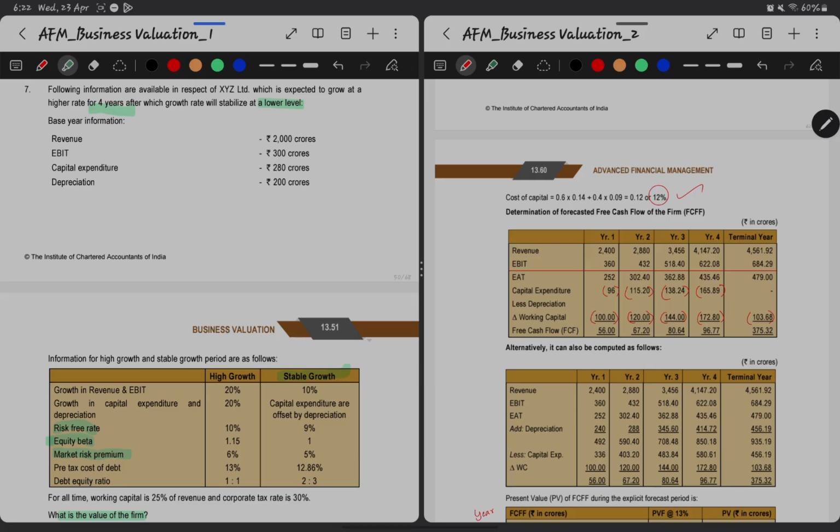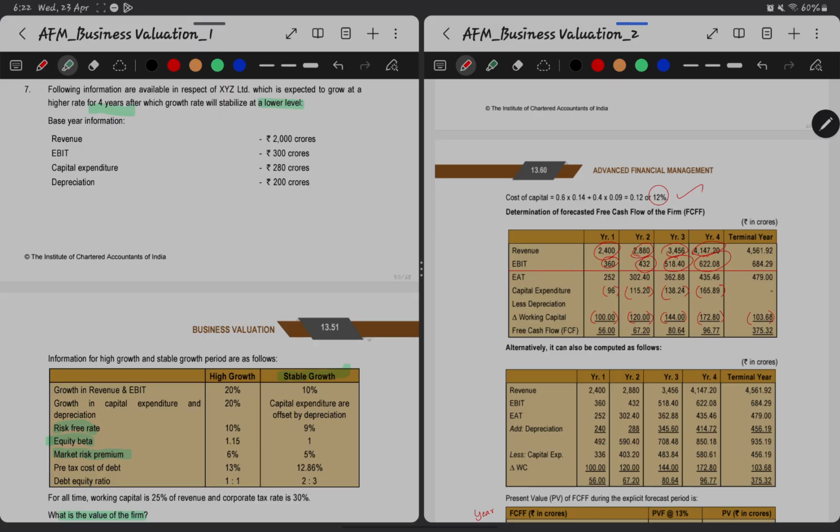And we know that the growth is 20 percentage, so 300 plus 20 percentage will be 360, and 2000 plus 20 percentage is 2400 in case of year 1. Then adding 20 percentage for 4 years, we have to add 20 percentage to both revenue and EBIT, to get these values 2880, 3456, 4147.2. Then the 360 plus 20 percentage: 432, 518, then 622.08.